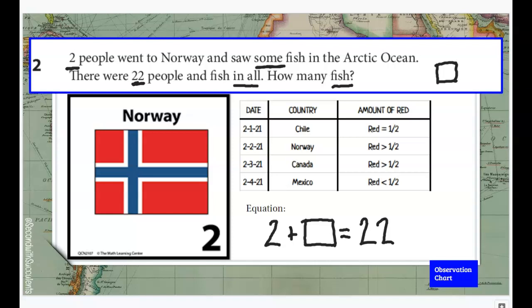Show a connection if that's what you were thinking. That's a great way to think through a story problem. Now, can you solve this problem by filling in the empty box to show us how many fish there are?